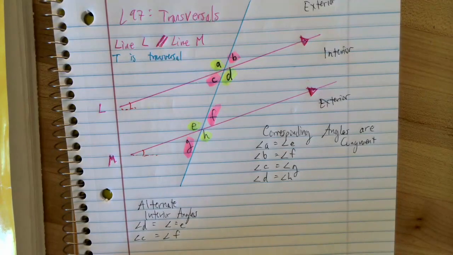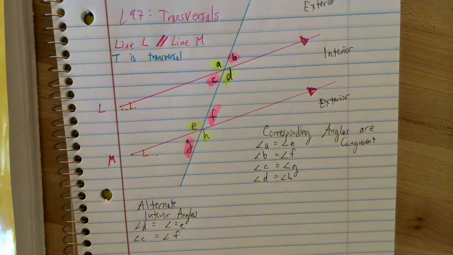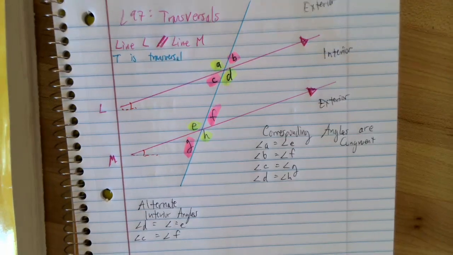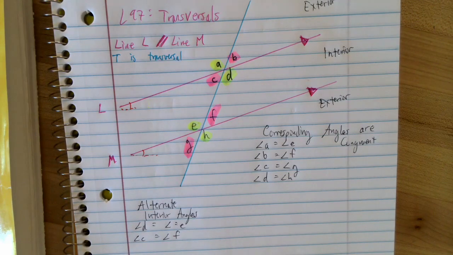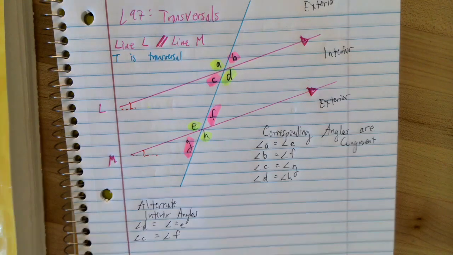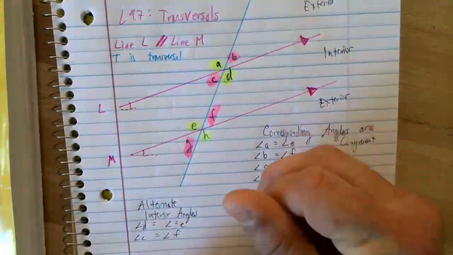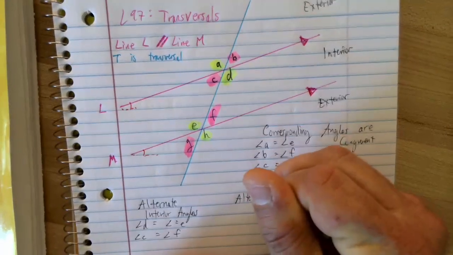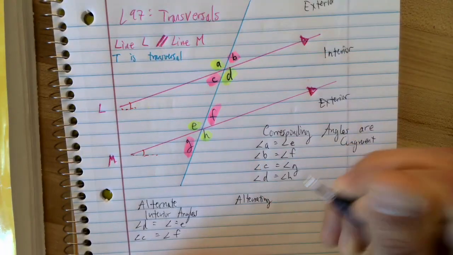Are there any other alternate interior angles? Alternate, wait a minute. Alternating. What does that mean? Alternating means they're switching. Switching sides. Is that what you're going to say? Yes. You interrupted me, Leon. Alternating. Well, I'll give you a chance to make up for it.